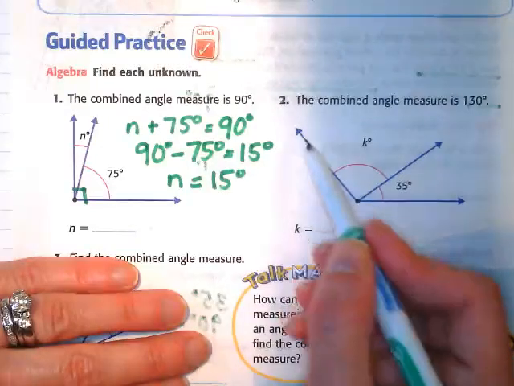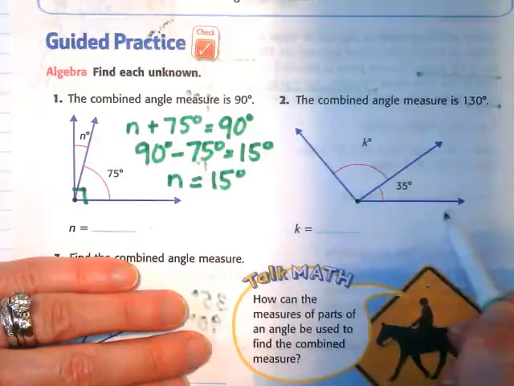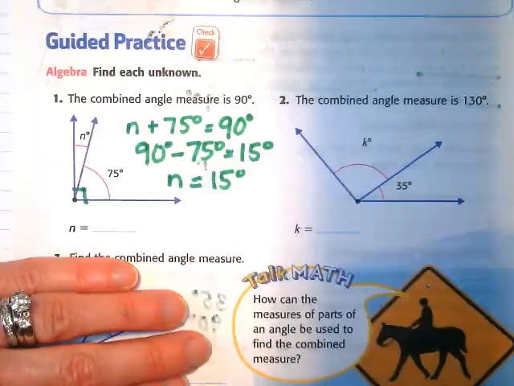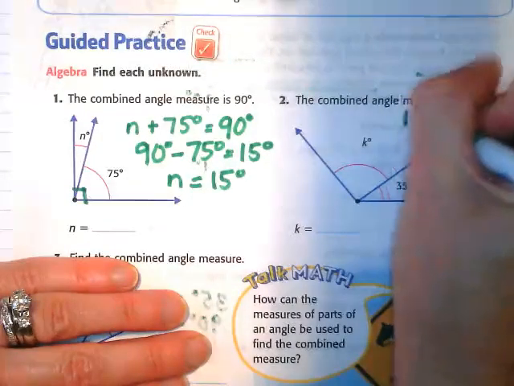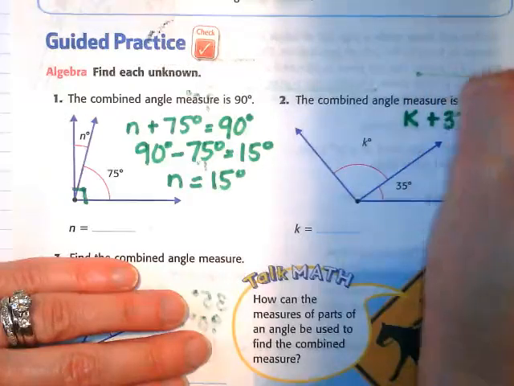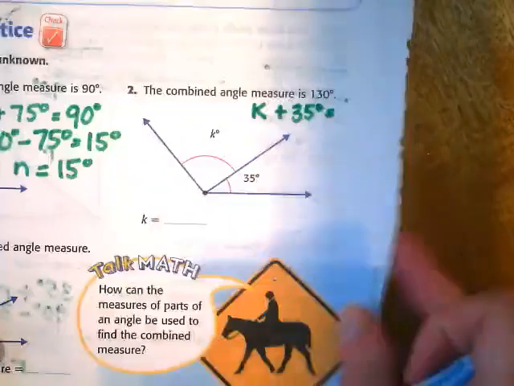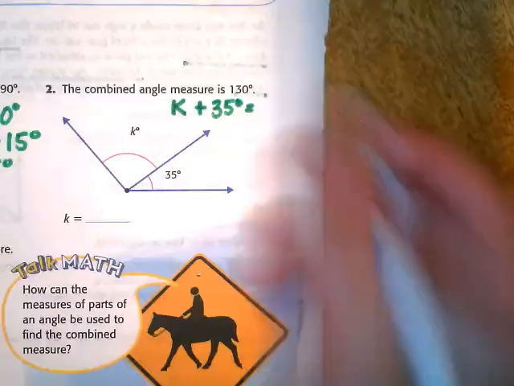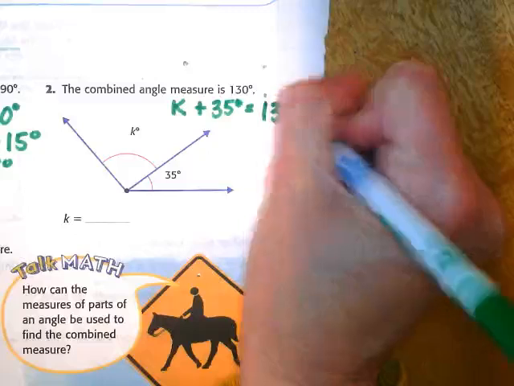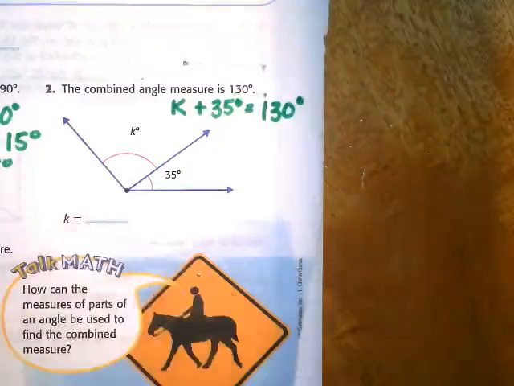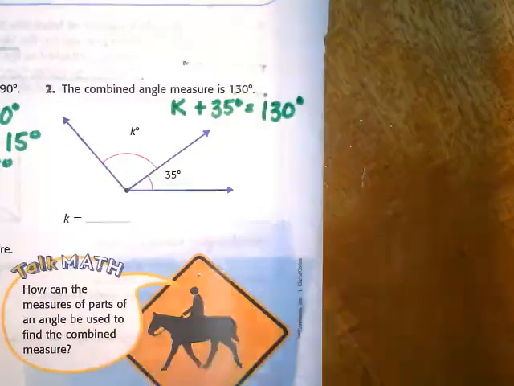How about over here? How about if we have this and it says that together the combined angle measure is 130? I know that K plus 35 degrees equals, scoot this over so you can see, 130 degrees. How do I figure out K? Well, some of you guys could do that in your head. If you can't figure it out, you're going to need to figure out the difference between those two angles.